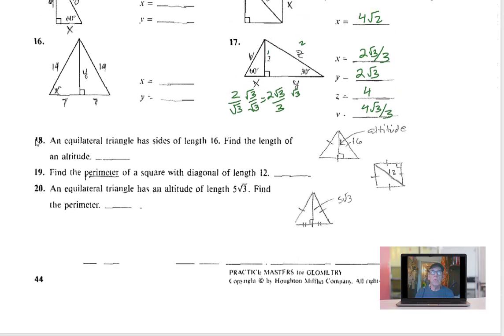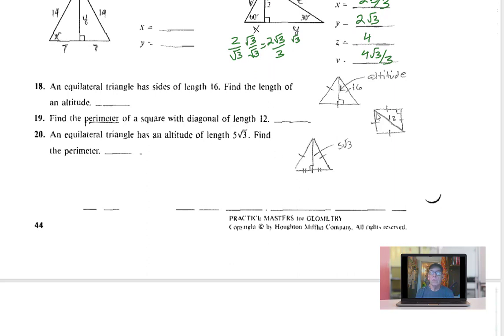Find the perimeter of a square with a diagonal of length 12. So here's the diagram that goes with it. The diagonal is 12. It's a square, which means that we have this isosceles right triangle made by the diagonal. So that means that the side, our x, times root 2 came out to be 12.